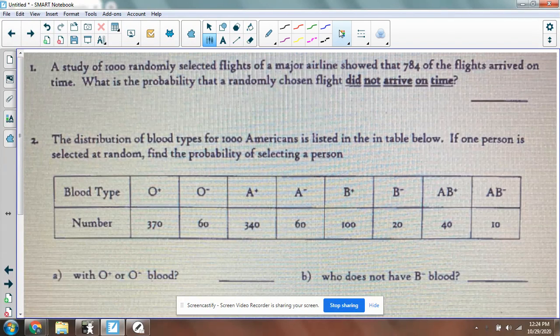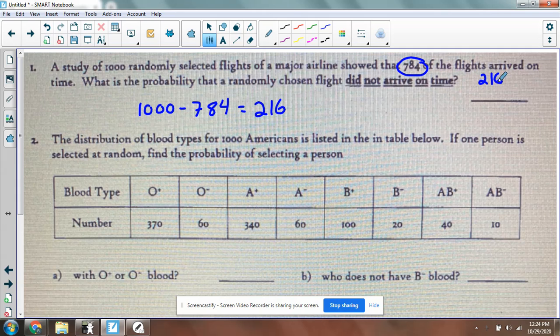to submit them. But this is a study of 1,000 randomly selected flights of a major airline showed that 784 of the flights arrived on time. What is the probability that a randomly chosen flight did not arrive on time? So it's just going to be 1,000 minus all the ones that did arrive on time. So if we do 1,000 minus 784, we get what? Is that 216? So it's just going to be that number divided by the total number of flights.